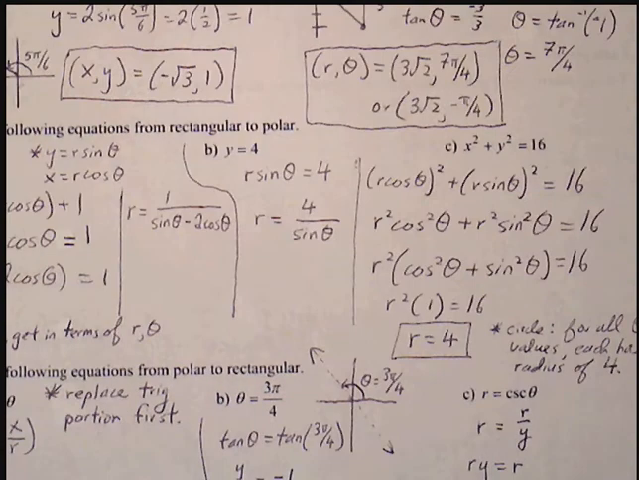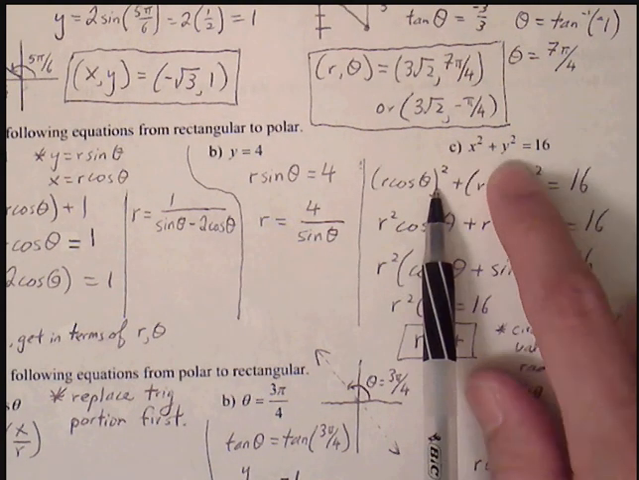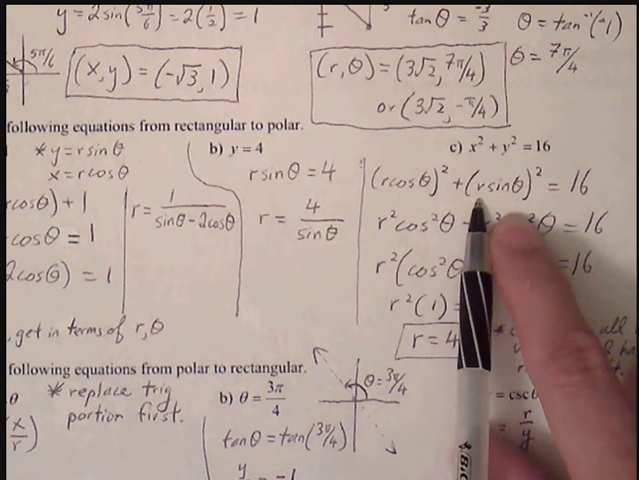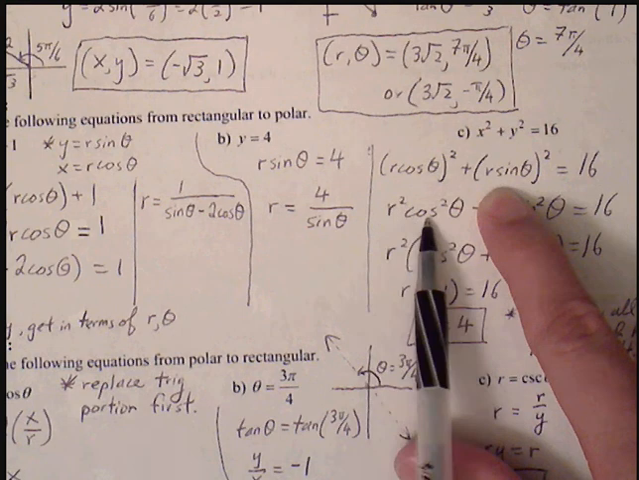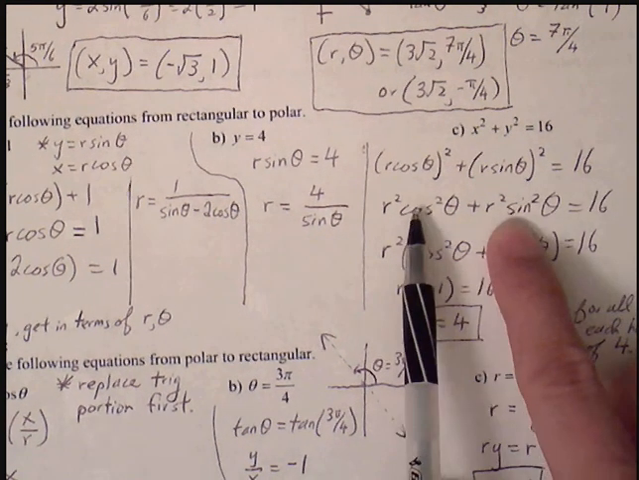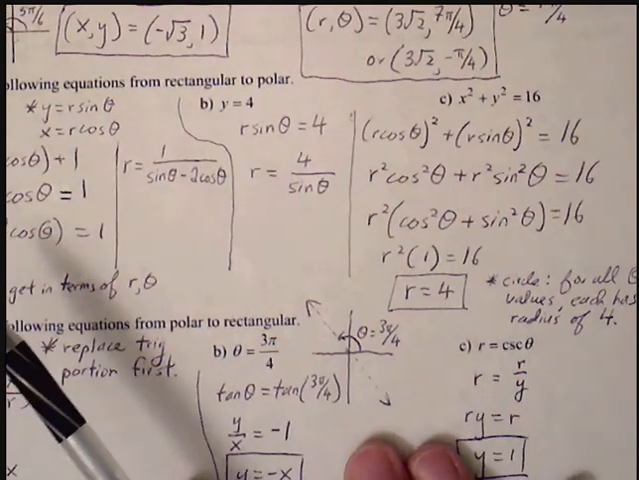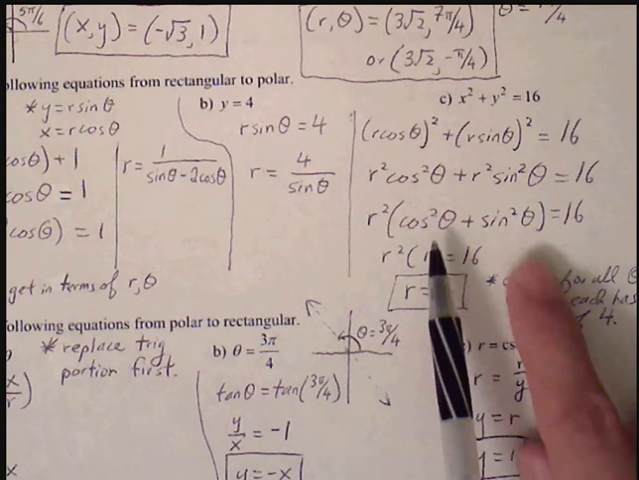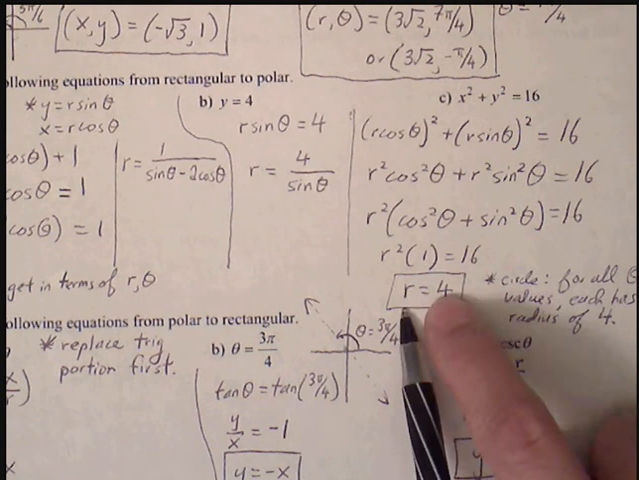X squared plus y squared equals 16. Okay, again, converting from rectangular to polar. So x can be represented as r cosine of theta. Y can be represented as r sine of theta. Okay, we square both to get r squared cosine squared, r squared sine squared. Factor out the r squared. We have cosine squared plus sine squared. We know the Pythagorean identity here. This will produce 1, so r squared equals 16, so r is equal to 4.